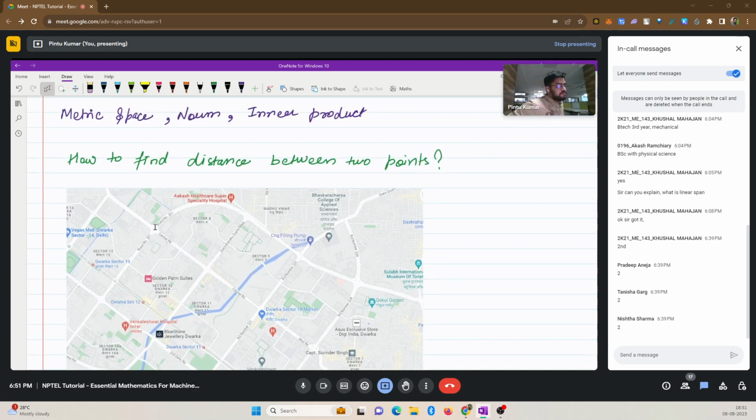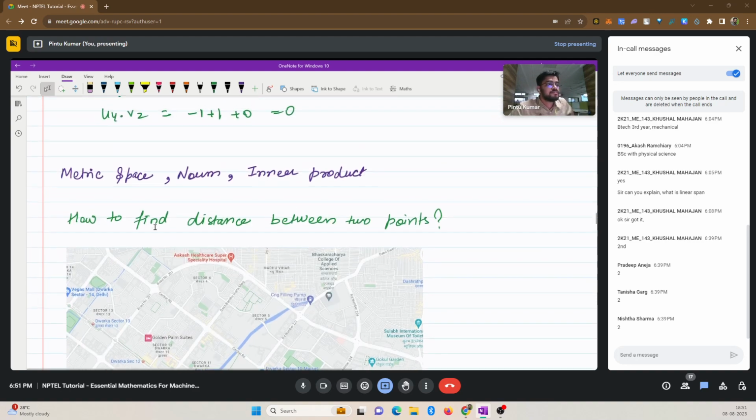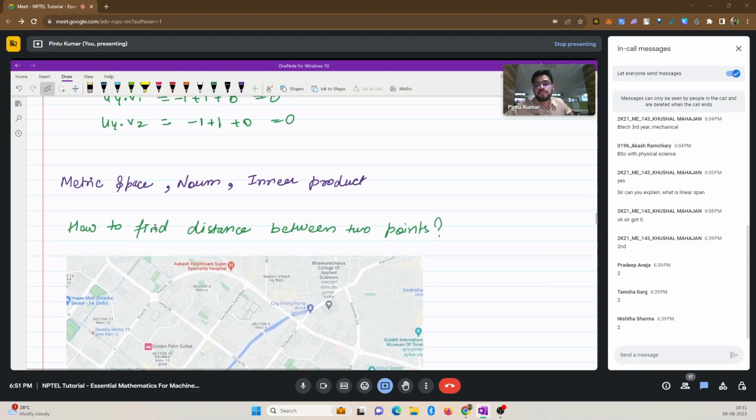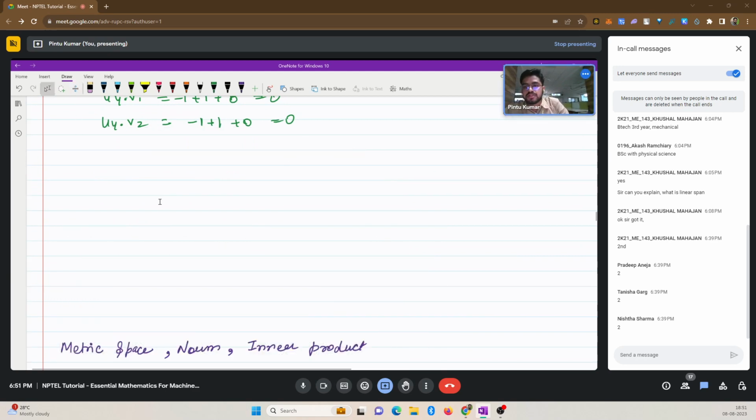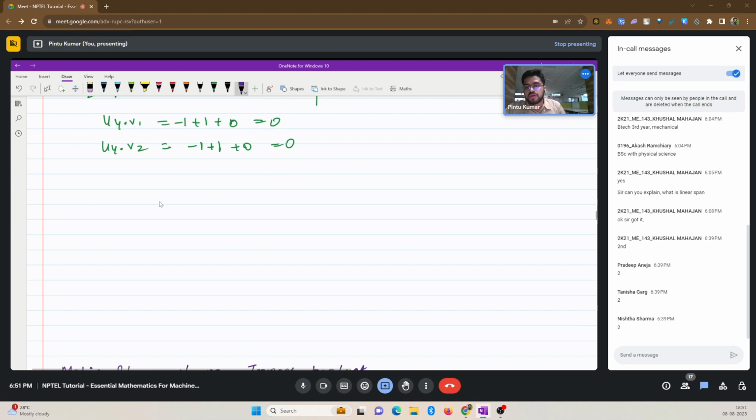I have one question. There is a metric space, distance d of x, y equals mod of e to the power x minus e to the power y. Is it a metric or not?